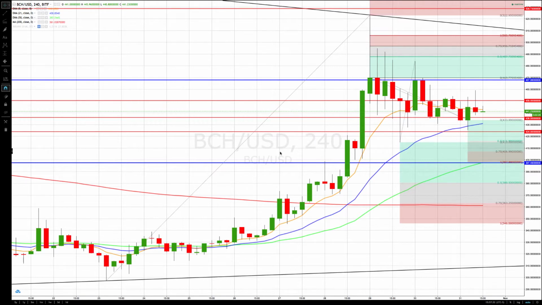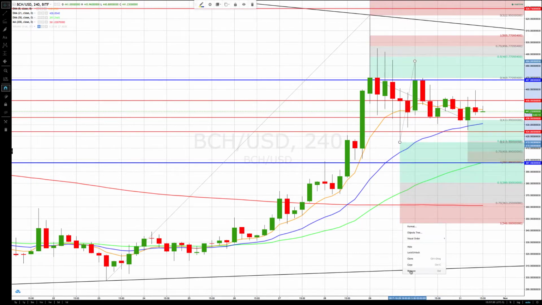Let's look at Bitcoin Cash, US dollar, 4-hour chart first. We had a potential double top. We now have a better formed horizontal channel, so we're going to update our levels to that horizontal channel. Let me remove the double top targets.